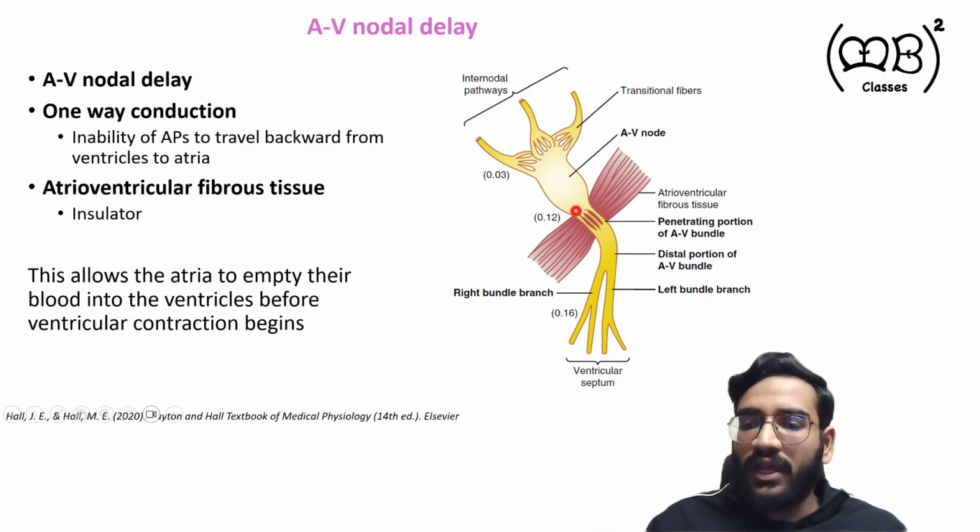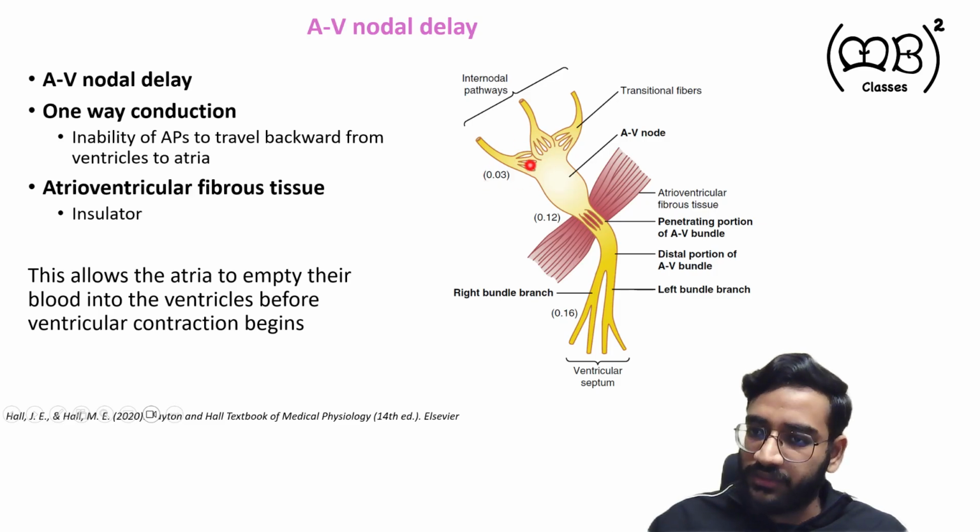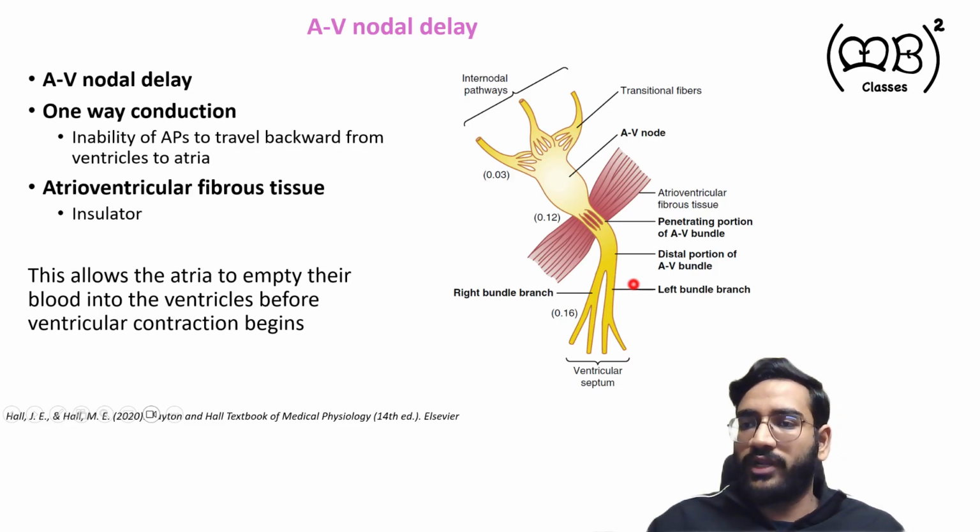Then again 0.04 seconds will be taken for the impulse to travel from the AV node to the bundle branches. So about 0.13 seconds are taken for the impulse to travel from the transitional fibers to the bundle branches. This is the AV nodal delay.